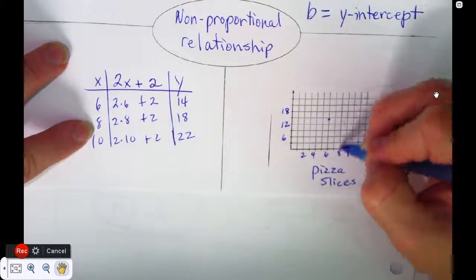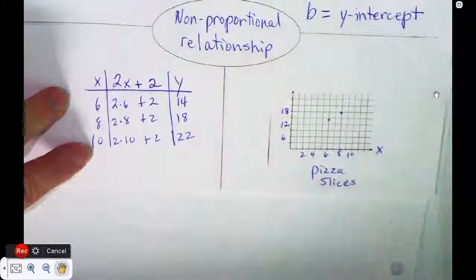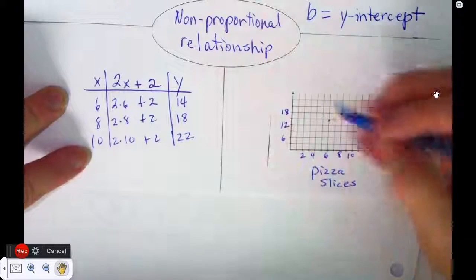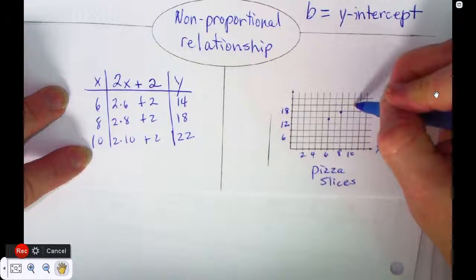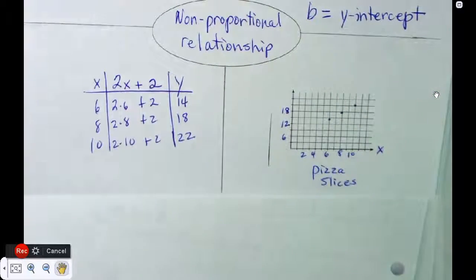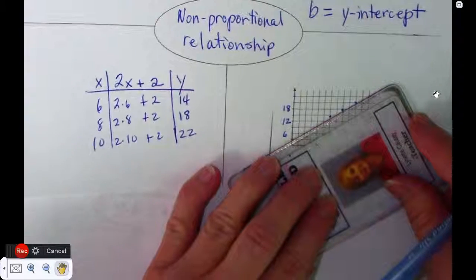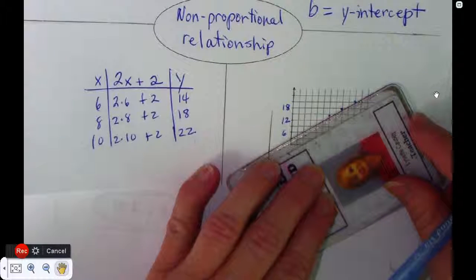8 is easy. That's 18. You know what 9 is? Oh, wait, that won't help us any. Okay, 10 is 22, so that's right above the 21, huh? Because the next one's 21. And then can you buy part of a slice? You can't buy part of a slice. So it's going to be discrete.